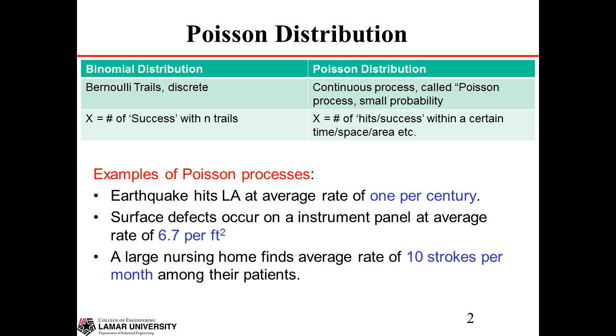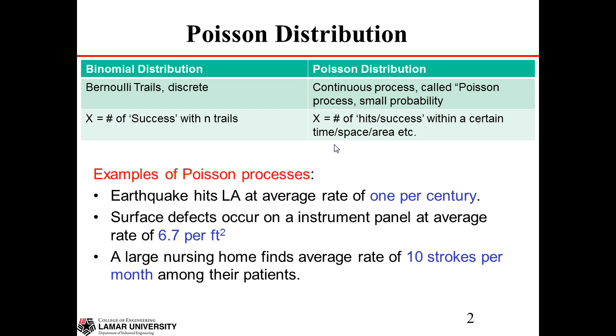And oftentimes we are interested in projecting the future. We want to know the probability that over the next 10 years an earthquake will hit the LA area, and that probability can be calculated or quantified using the Poisson distribution. The second example is related to quality issues in manufacturing.